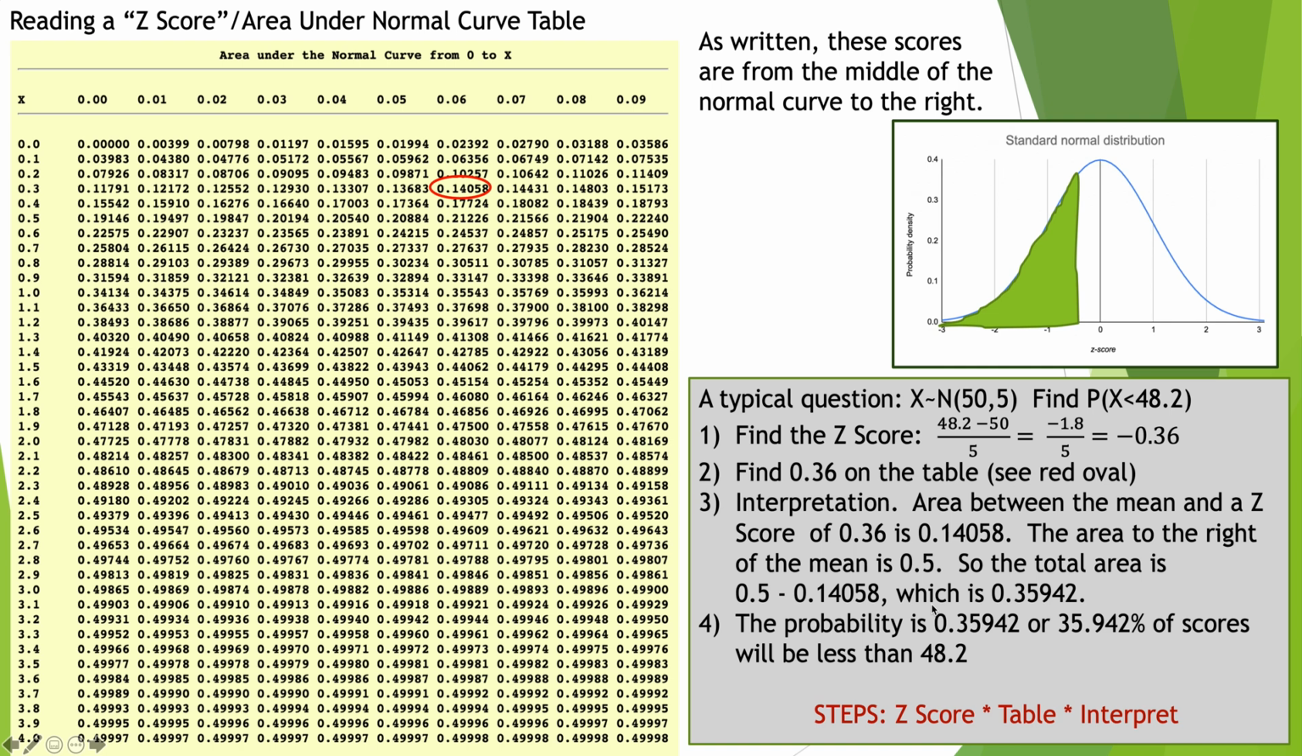0.35942. Okay? Z-score, table, interpret. The interpretation here is since it's less than, I have to subtract from 0.5. If it was greater than, I would add to 0.5. Okay?